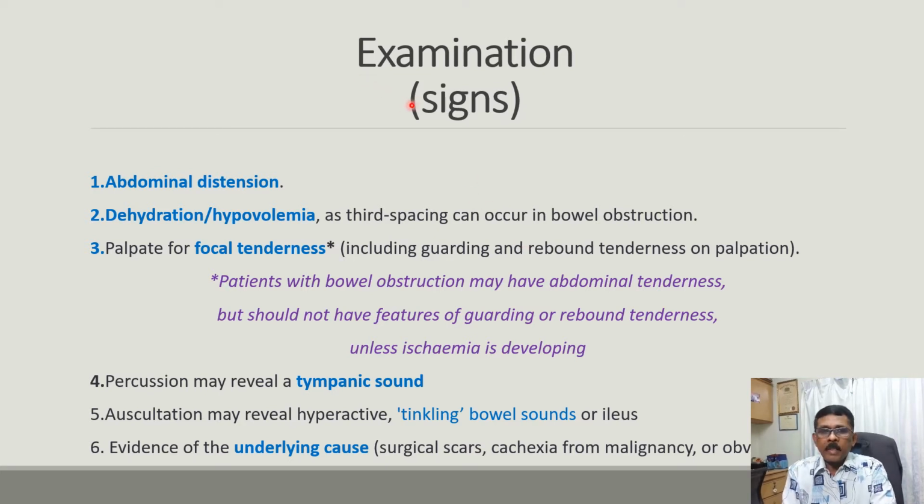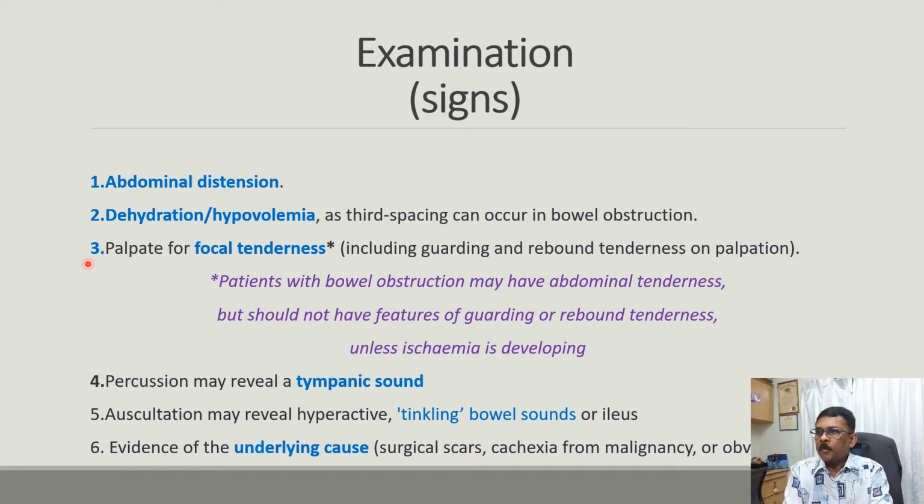What are the signs that you find on examination? First, you have abdominal distension. The abdomen becomes diffusely distended. You may see some peristalsis or distended small intestinal loops, especially in patients who are thin and wasted. Patients may have features of dehydration and hypovolemia because the amount of fluid lost into the third space can be tremendous, causing severe dehydration.